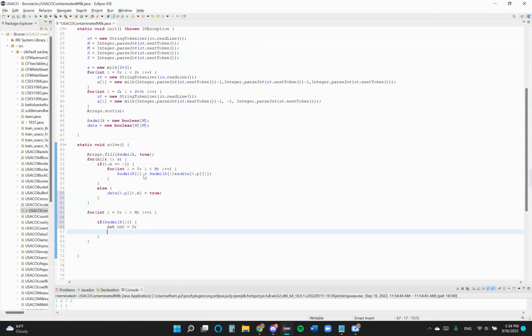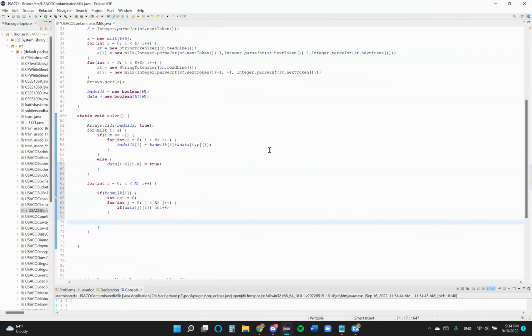then count equals 0, since we have to count it. j equals 0, j is less than n, since that's the amount of friends that were invited over, and we have to check each of the friends. And if data[j][i], if that person drank that milk, we count plus plus. And then we have max equals Math.max, and that's basically it. System.out.println(max).